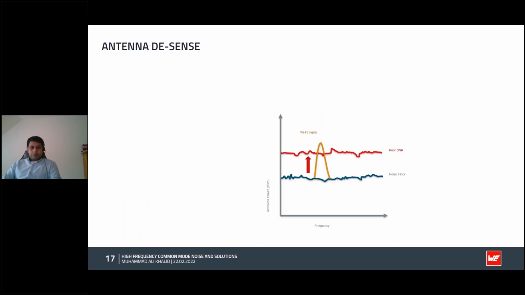And thus we come to antenna desense. Desense is the degradation in sensitivity due to noise sources. Here's a very simple graph which explains this. Generally speaking, the noise floor should be much below the level of the useful signal. But if the noise level increases due to poor SNR, it can make it very difficult for the antenna at the receiver to pick up the useful signal. This phenomenon is called antenna desense, and it is one of the main reasons why we have communication failures at 2.4 gigahertz.